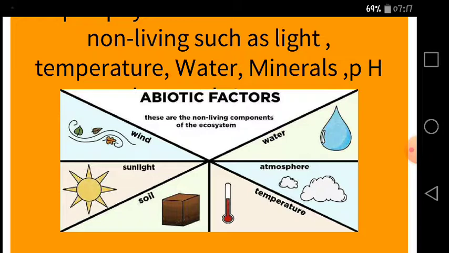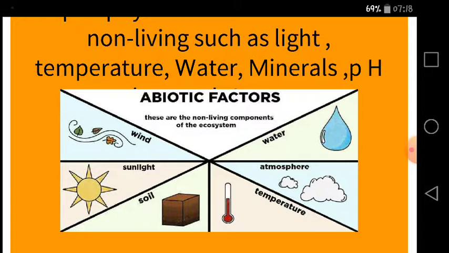Now we are focusing on the minerals. Minerals are needed by the plants for healthy growth. Nitrates, for example, are used by the plants to make proteins. Plants obtain minerals from the soil in which they grow.